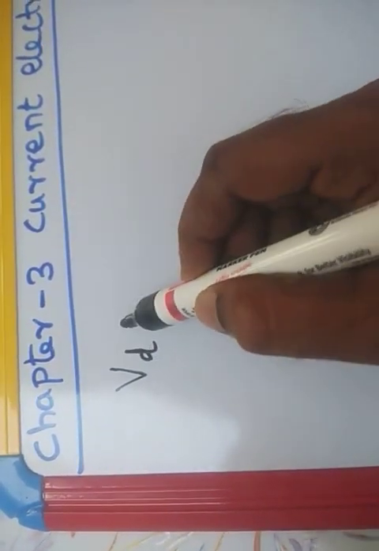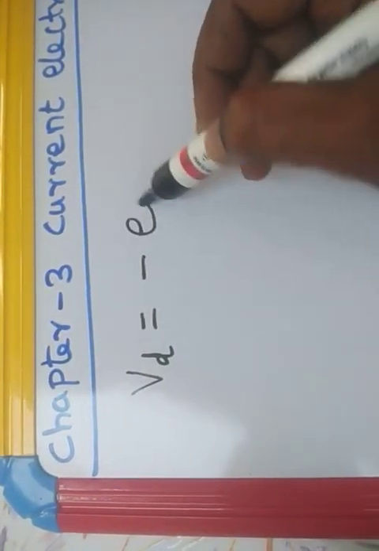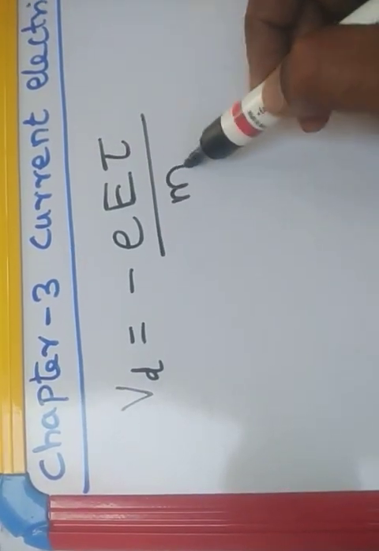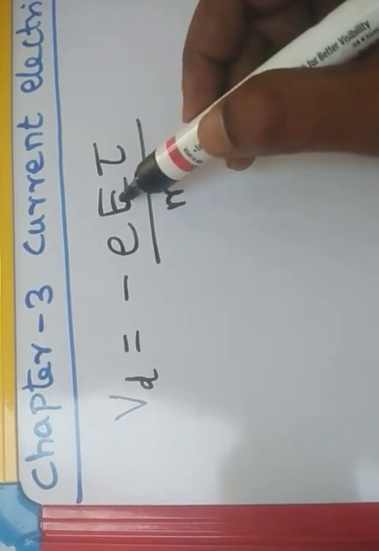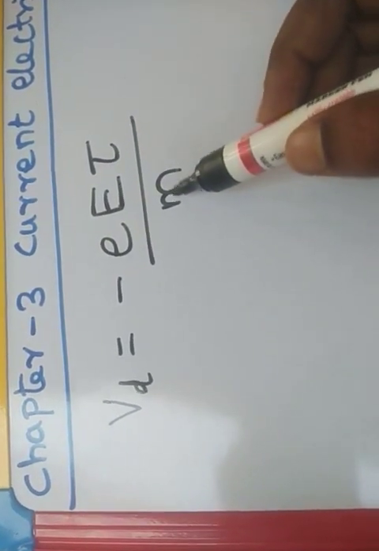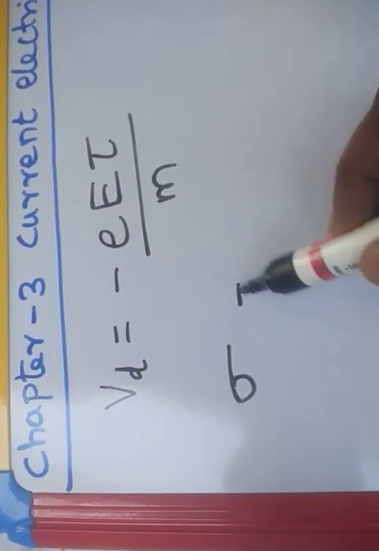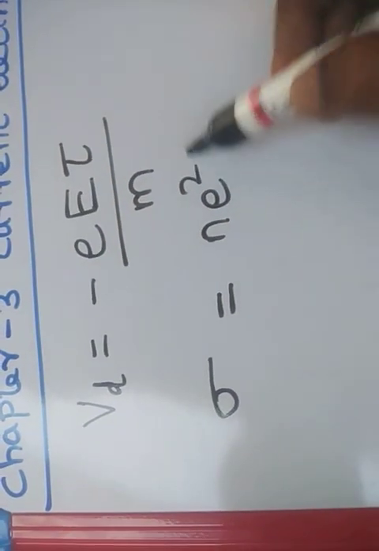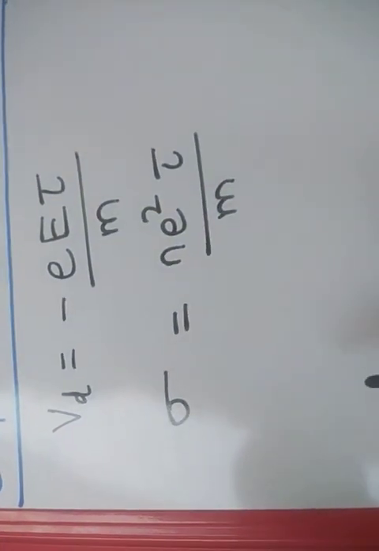The drift velocity can be written as Vd, which is equal to minus eEτ/m, where e is the charge of the electron, E is the electric field, τ is the relaxation time, and m is the mass of the electron. Then the conductivity can be given as σ, which is equal to ne²τ/m. This is the conductivity of the material.